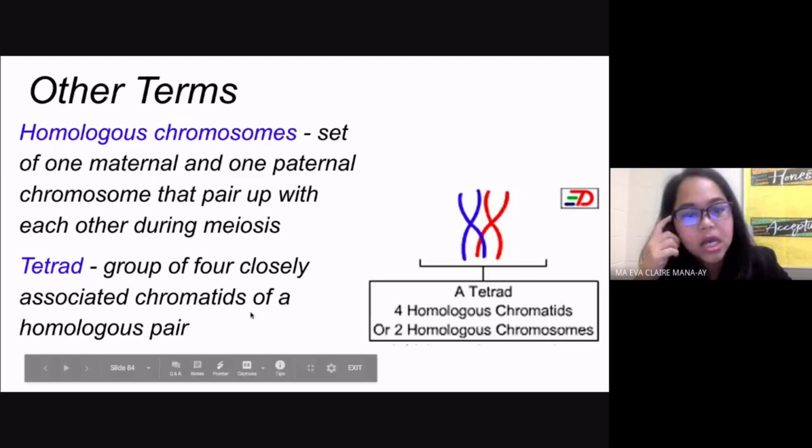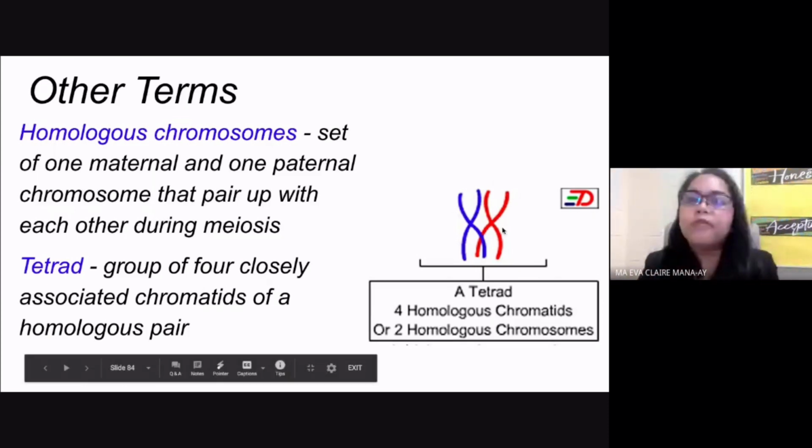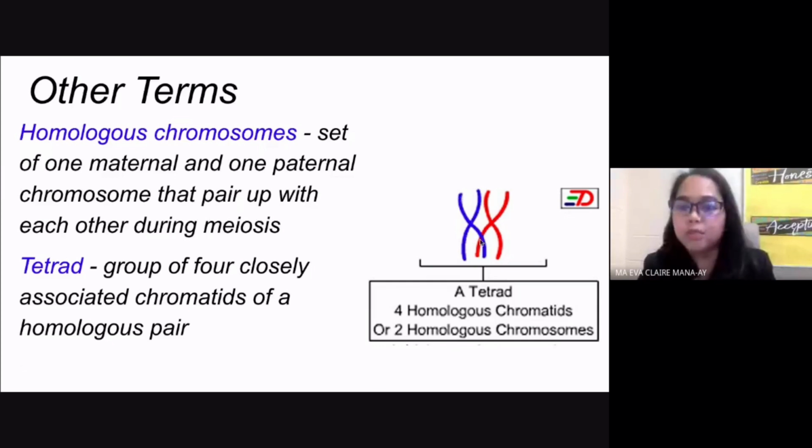So if you have a pair of chromosomes here, you'd call this your homologous chromosomes. The blue one, this one here, is coming from your father. The red one comes from your mom. If they pair up during meiosis, you'd call them homologous chromosomes. Sometimes you just use the term homologs. So, homologs or homologous chromosomes, and you'd also call them a tetrad.